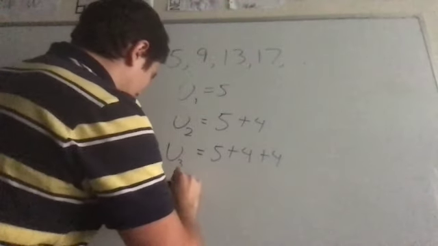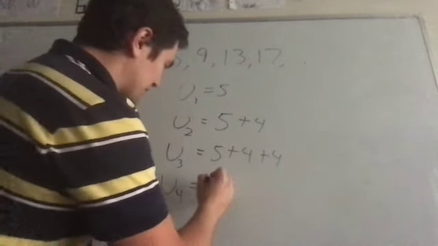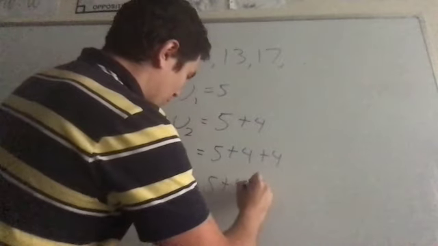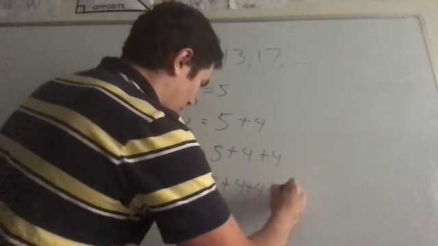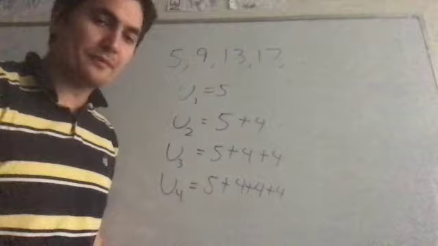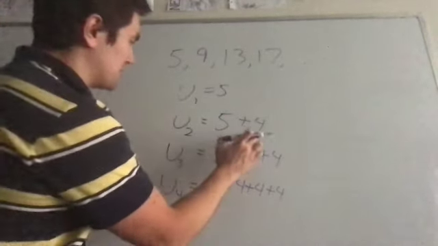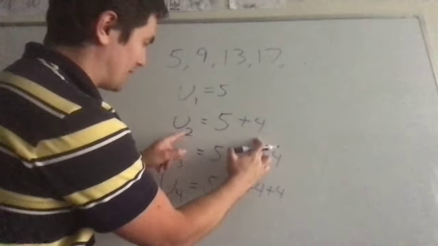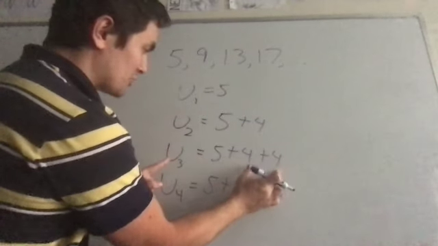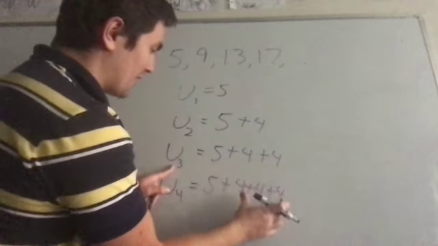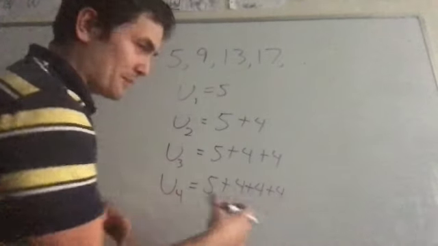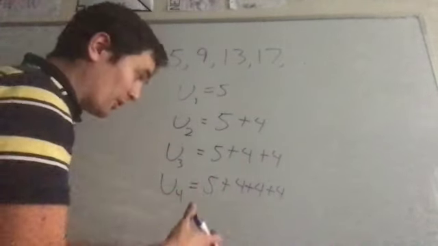All right? What about the fourth term? Well, as you can see, it's going to be 5 plus 4 plus 4 plus 4, and so on and so forth. So notice how many 4s are in each one of these. Well, in this one, there's 1 4 on the second term, 2 4s for the third term, 3 4s for the fourth term.